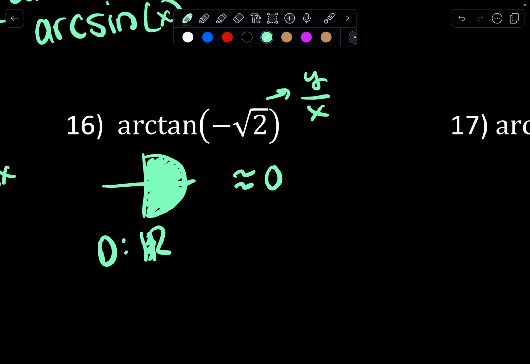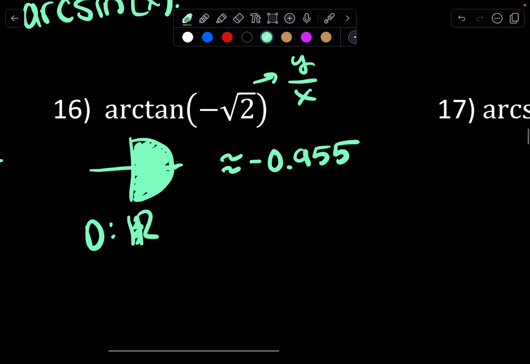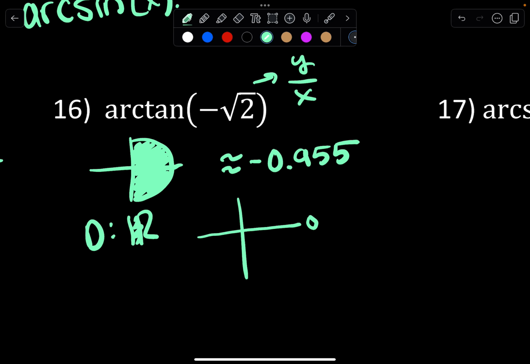So this is negative 0.955. So even though this is a decimal, it is still radians. It's just in decimal form, okay? So all of your unit circle, it can also be written as decimals. So this is 0. Pi over 2 is about 1.57. Pi is 3.14.